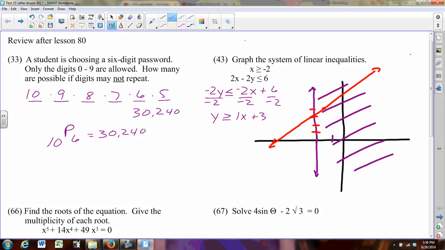Now for this one, I check the point (0, 0). Is 0 greater than or equal to 0 plus 3? That is false. So this point, the origin, is false. That makes everything up here true. And you see where they overlap is up in this area.